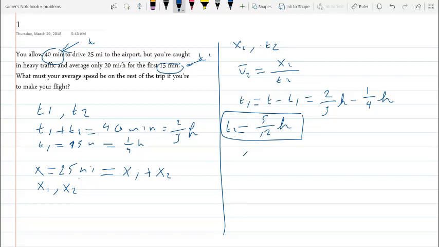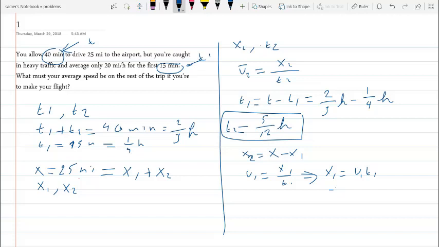And x2 is simply x minus x1. But we don't know here. We know neither x1 nor x2. So we have to find x1. How can we find x1? Simply v1 is x1 over t1. That implies that x1 equals v1 t1.